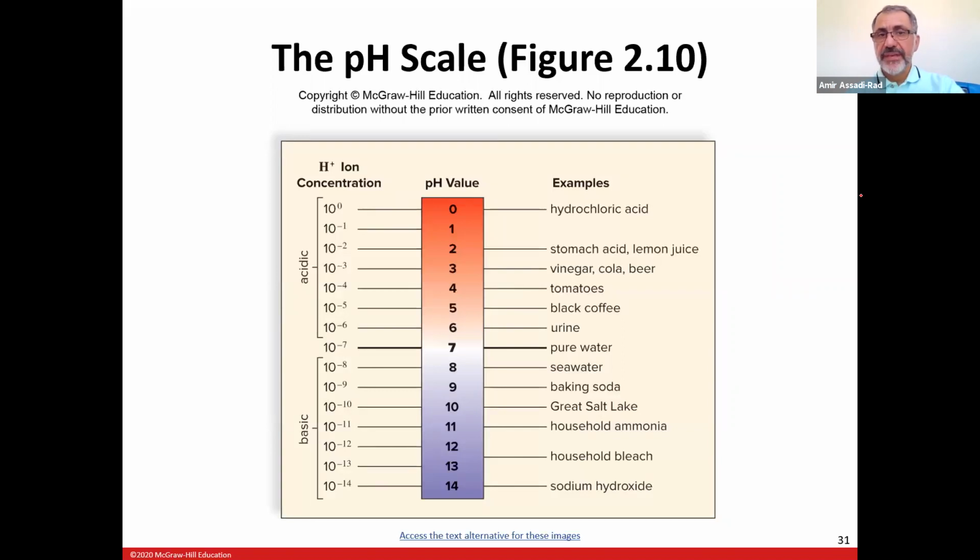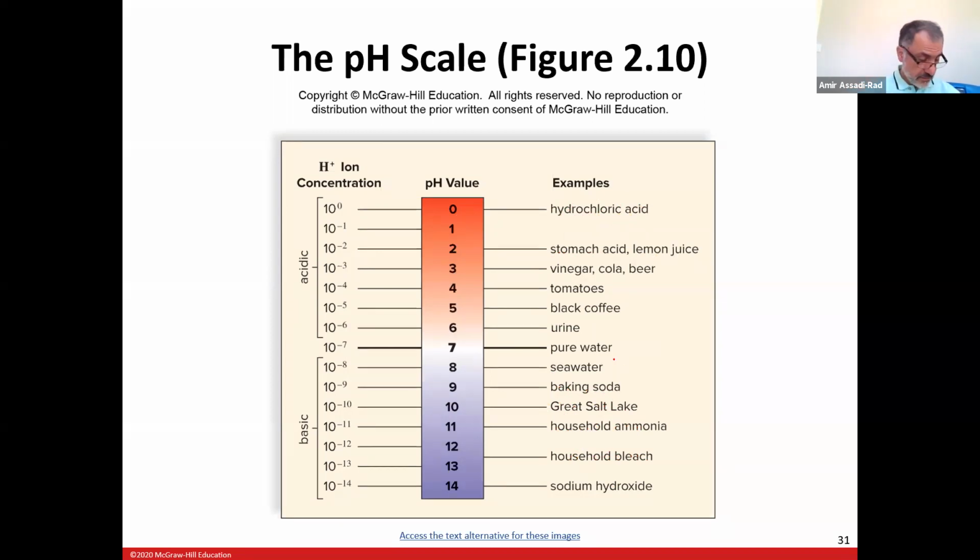Here's a nice diagram giving you a few examples. Hydrochloric acid, I don't think it's 0, but very strong hydrochloric acid can reach close to 0. Stomach acid, then sodium hydroxide, household ammonia, bleach, and the Great Salt Lake. These are some of the examples. Please be familiar with them.